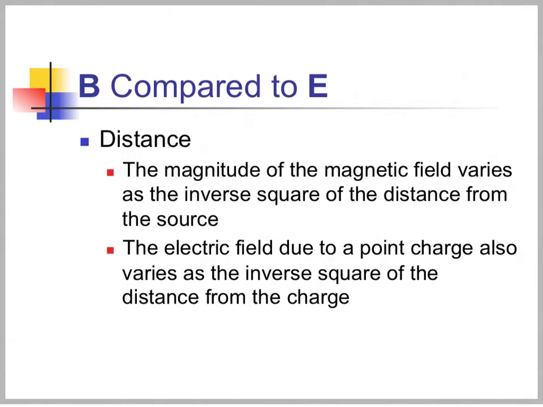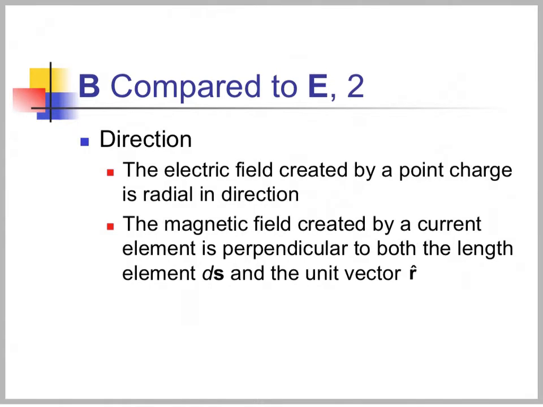Now, let's compare magnetic field to electric field. First thing, let's compare distance. The magnitude of the magnetic field varies as the inverse square of the distance from the source. That was similar to the electric field because it was also varied as the inverse square of the distance from the charge. When we look at direction, the electric field created by a point charge is radial in direction, whereas the magnetic field created by a current element is perpendicular to both the current element and the unit vector r hat we talked about.